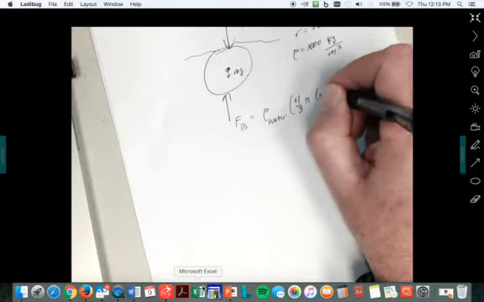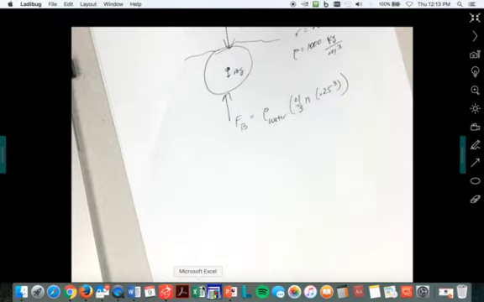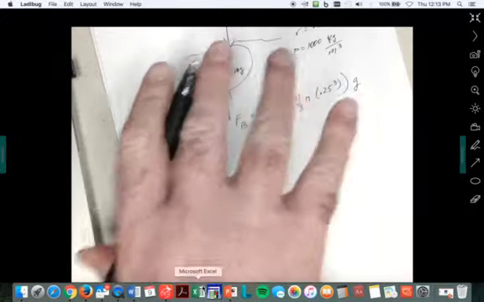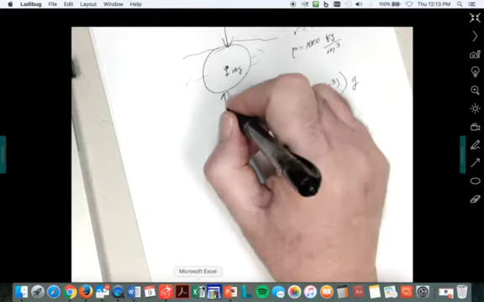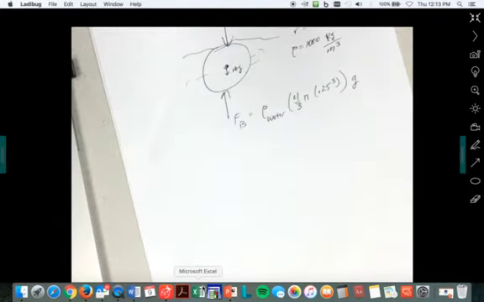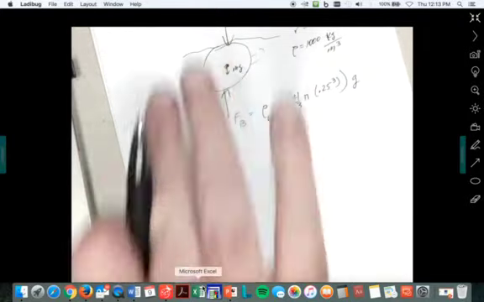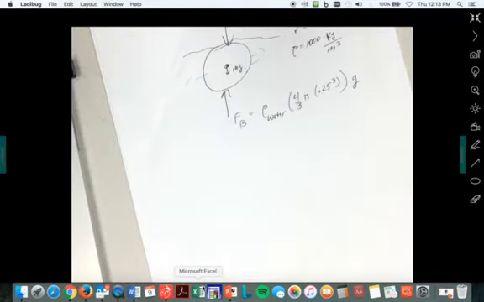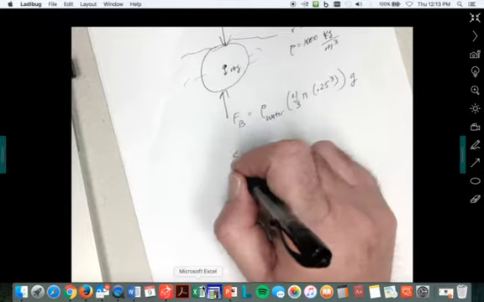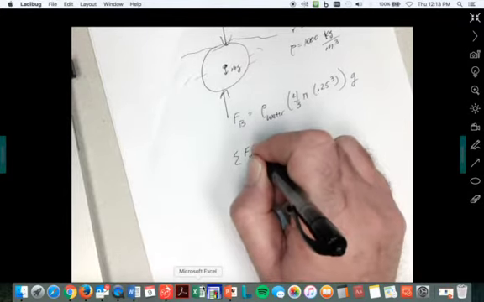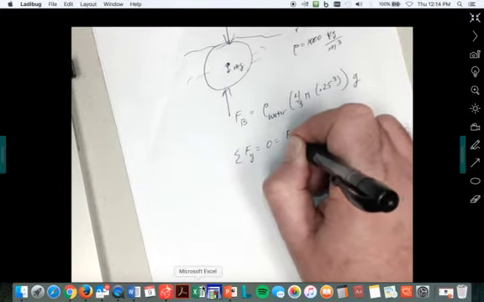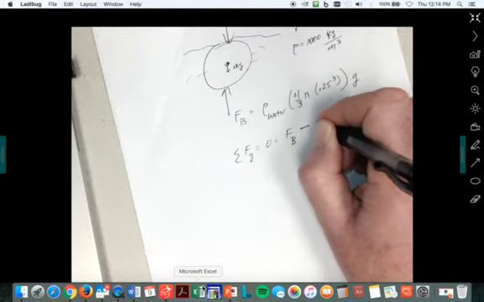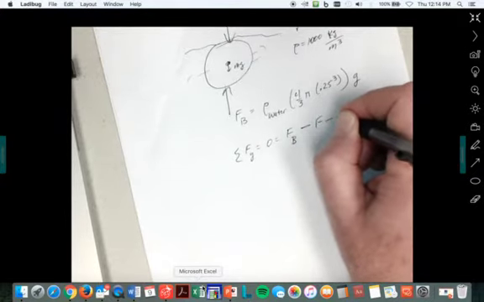times 0.25 cubed, times g. That's how much water's been pushed to the sides here, and the water is trying to fill in that void. That's why it's pushing up with that force. Notice I have two forces going down. The sum of the forces to just get it underwater is equal to 0, which is the buoyant force minus F minus mg.